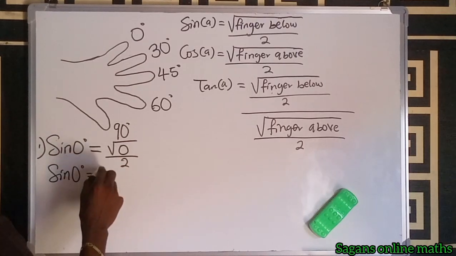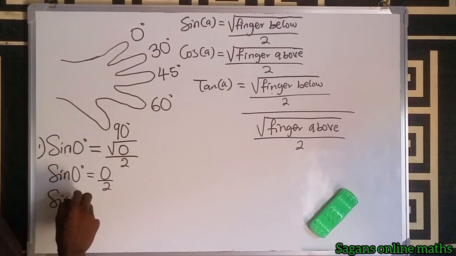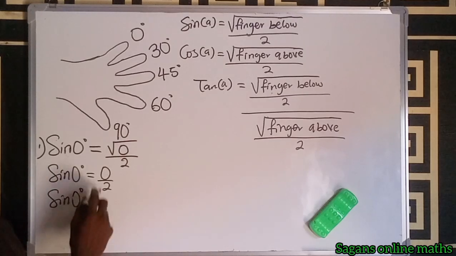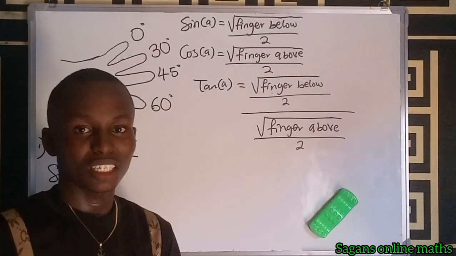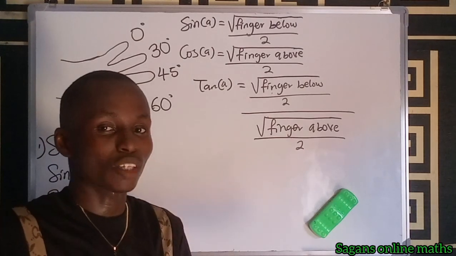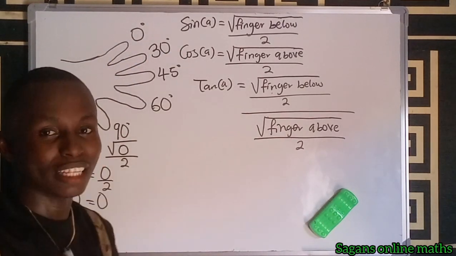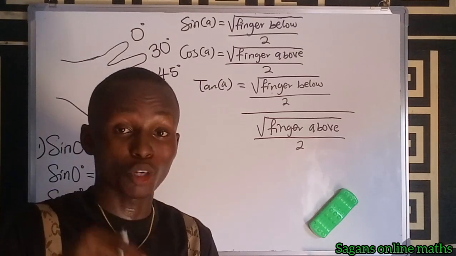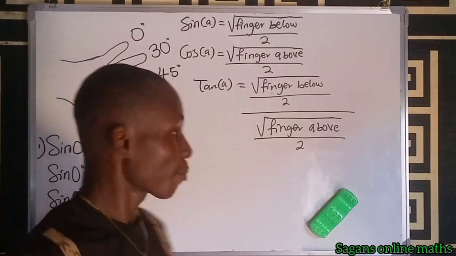The square root of 0 is 0, so this is 0 divided by 2, and 0 divided by 2 is 0. So sine 0 degree is 0. I'm not using any calculator, but I'm telling you what is going on here. If I'm lying, use your calculator and type sine 0 degree. It must give you 0. Don't play.